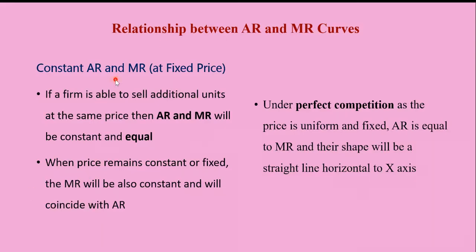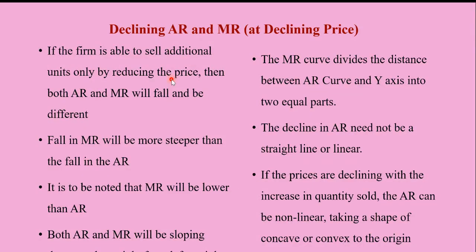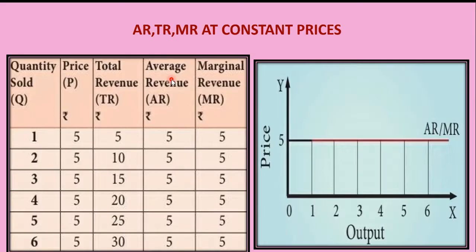Let us see the relationship between the AR curve and the MR curve. Relationship between AR and MR. So the relationship of AR and MR is given under two heads. Constant prices, AR and MR at constant prices. Next one, AR and MR at declining prices.